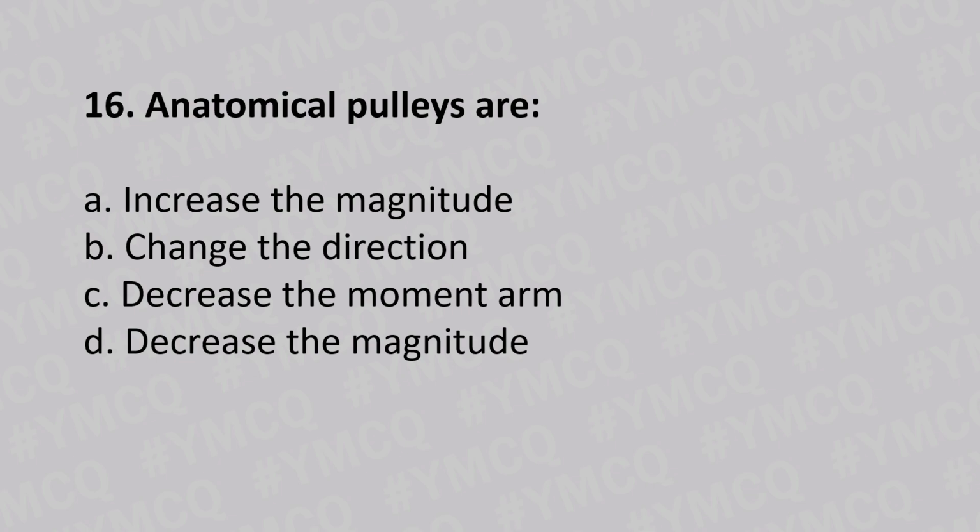Anatomical pulleys: option A, increase the magnitude. Option B, change the direction. Option C, decrease the momentum arm. Option D, decrease the magnitude. And the answer is option B, changes the direction.